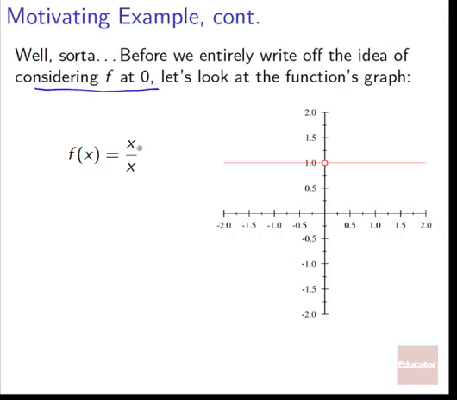So if we look at f of x equals x over x, well, hey, look at that. The function is always 1. Now, right here at x equals 0 on our vertical y-axis, we've got this hole here. That circular hole tells us that it does not actually exist there. But anywhere that isn't x equals 0, we wind up getting a 1 out of it.